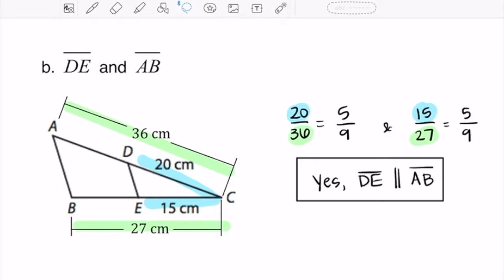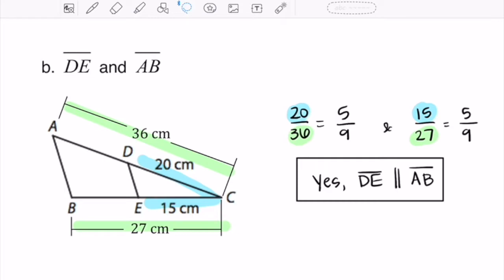So on this one, I'll do blue over green and then blue over green. But I'm not solving for a missing number. I'm trying to see if the cross products are equal to one another. So blue over green, so 20 over 36. You could divide that and get a decimal. Or here I reduced it, so they both divide by 4, so you'd turn it into 5 over 9. And then when I divide the other set, 15 over 27, that also simplifies to 5 over 9. And again, you could write those as decimals as well.